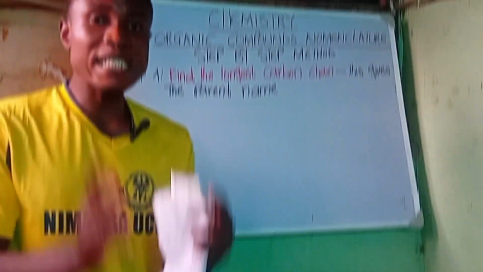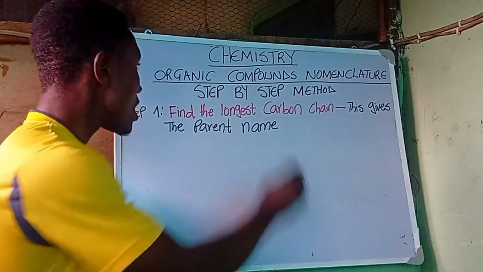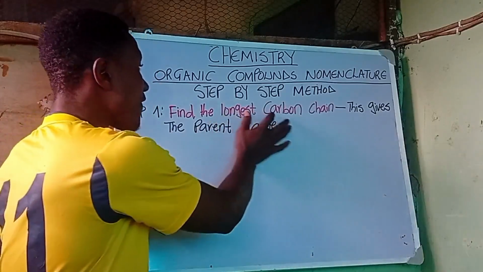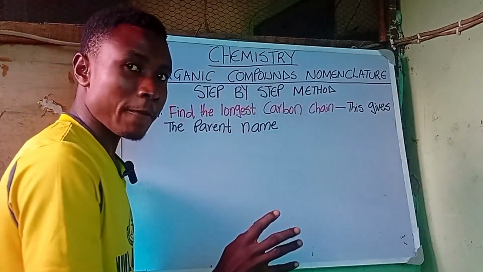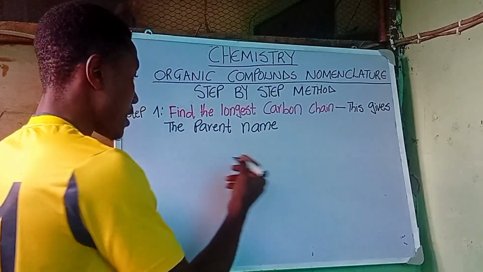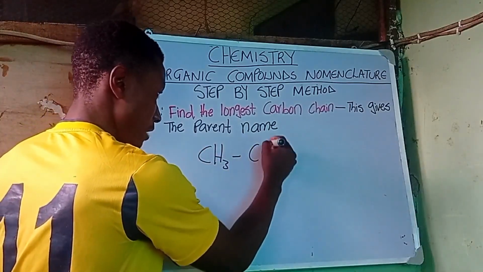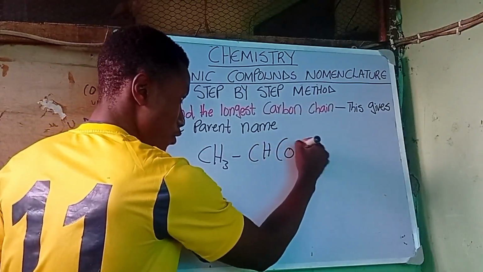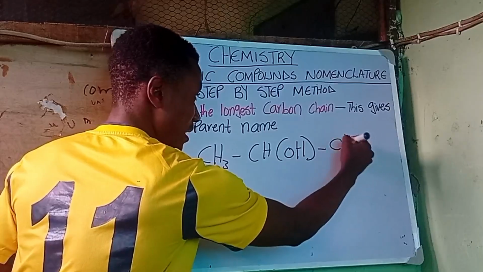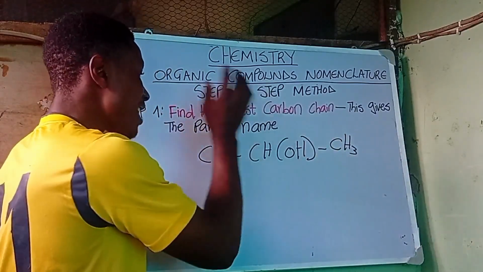So let's talk about the step-by-step method we can use to name organic compounds. The first thing you have to do is to find the longest carbon chain. You saw in that compound, in that formula that I gave you, something like this and something like this. The first thing you have to do is to find the longest carbon chain.